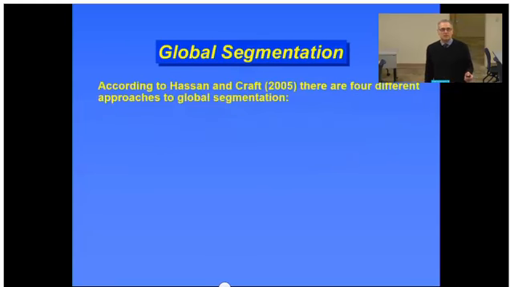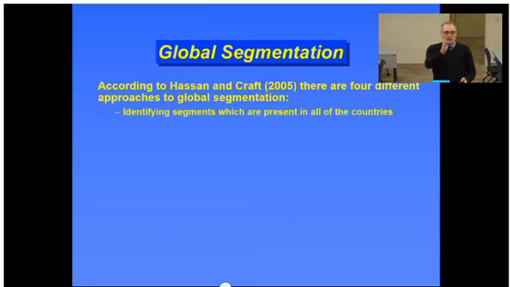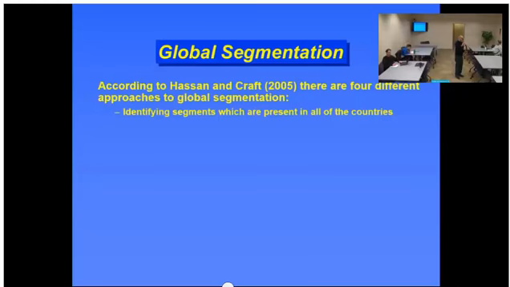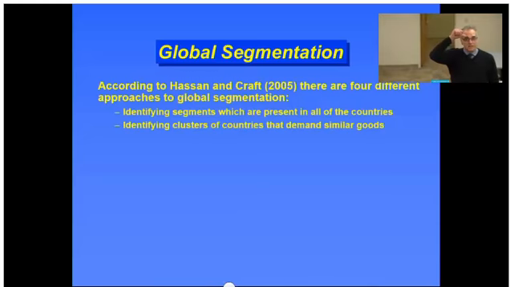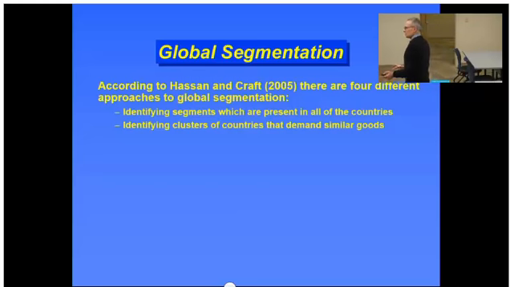All right. 4 different approaches to global segmentation. Okay? Identifying segments which are present in all of the countries. Right? If you have a segment in all the countries that are similar, you can use just one type of product. You can have global type marketing. Identifying clusters of countries that demand similar goods. And we're doing a little bit of this in our regional analysis. We're making that assumption that some of these countries in the regions you're analyzing are going to have demand for similar goods. Not as much in Europe though, right?